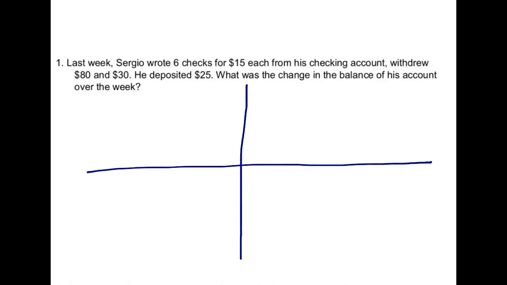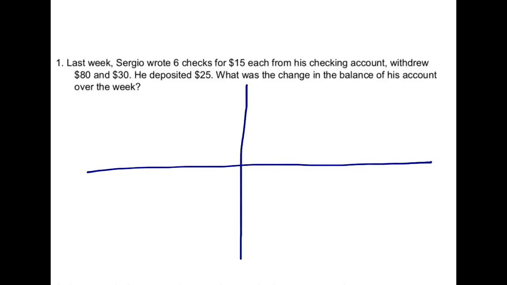Last week, Sergio wrote 6 checks for $15 each from his checking account, withdrew $80 and $30. He deposited $25. What was the change in the balance of his account over the week? So we're going to actually do something that's a little bit new. We're going to practice a new problem solving process that helps pull out important information.